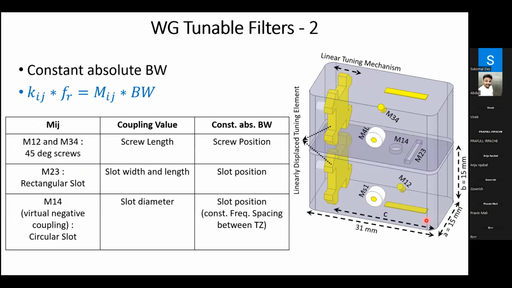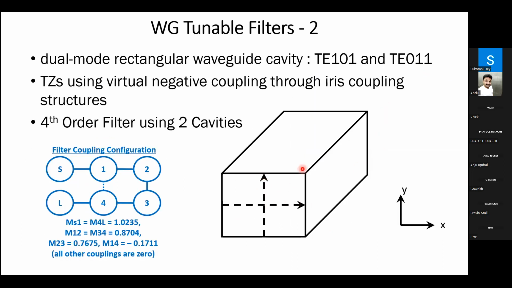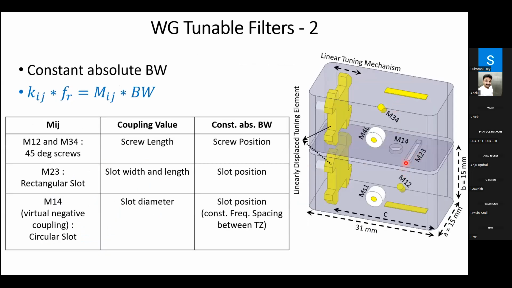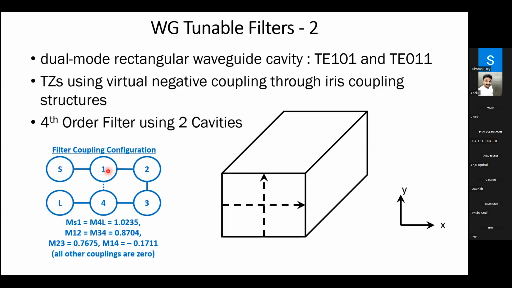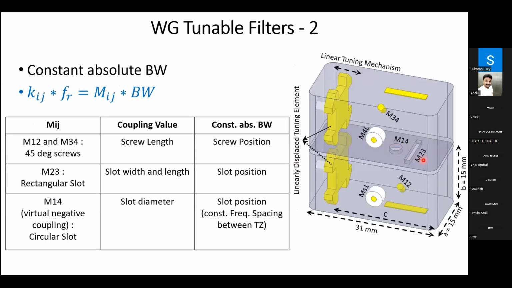So this is how the filter looks. The input-output coupling is still through the probe. The inter-resonator couplings require the 45-degree lines. In order to couple these two modes together, we used a 45-degree screw. And in order to couple between the two cavities, we used a rectangular slot for the inter-resonator coupling. And for virtual negative coupling between resonator 1 and resonator 4, we used a circular slot. Their positions and dimensions can be altered to achieve the required inter-resonator couplings and maintain the constant absolute bandwidth. Basically, this product has to remain constant over the tuning range.